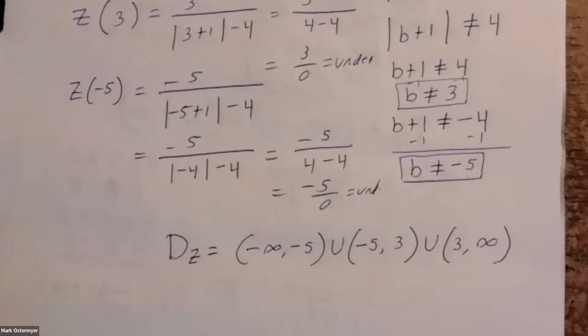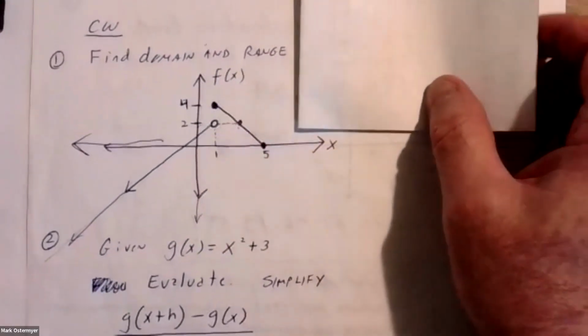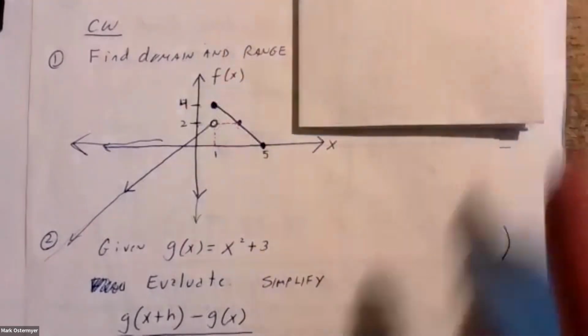Okay, ladies and gentlemen, I have one last classwork for you. Hopefully this doesn't take too long. This is the last classwork. This is the graph of a relation. Is this relation a function by chance?